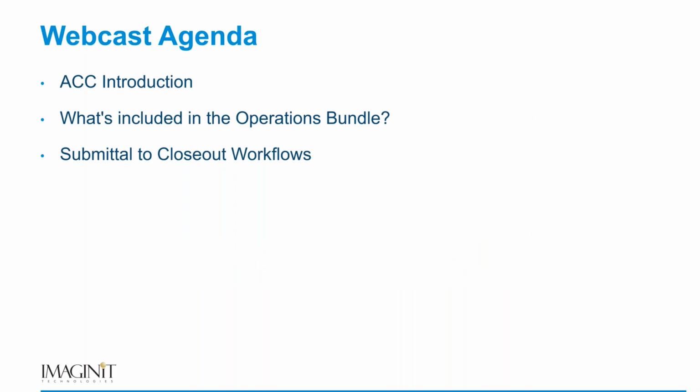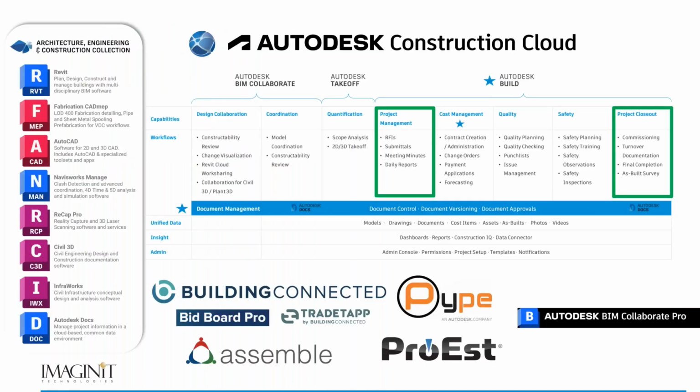For sure. So today we're going to take a look at the ACC as a whole, the entire ecosystem. We'll take a look at what's in the operations bundle in particular, and we will talk about submittal to closeout workflows, and we'll jump to Vince and get into the products, specifically into Pype, and we'll talk through some of these workflows here in a minute. But for right now, let's get started and talk about the ACC as a whole.